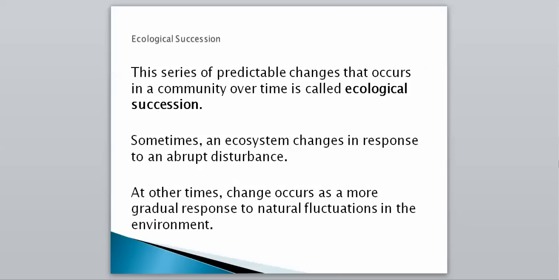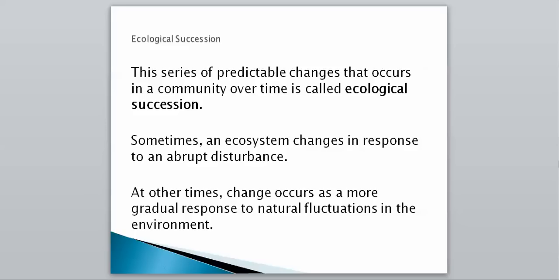And so giving an actual definition of ecological succession, it is the series of predictable changes that occurs in a community over time. So it's just the fact that we know communities are going to change. It's just a fact of life, and so we have a term for it, ecological succession. And sometimes an ecosystem will change in response to an abrupt disturbance. So that could just be all of a sudden a volcano goes off, and that's an abrupt change in our ecosystem.